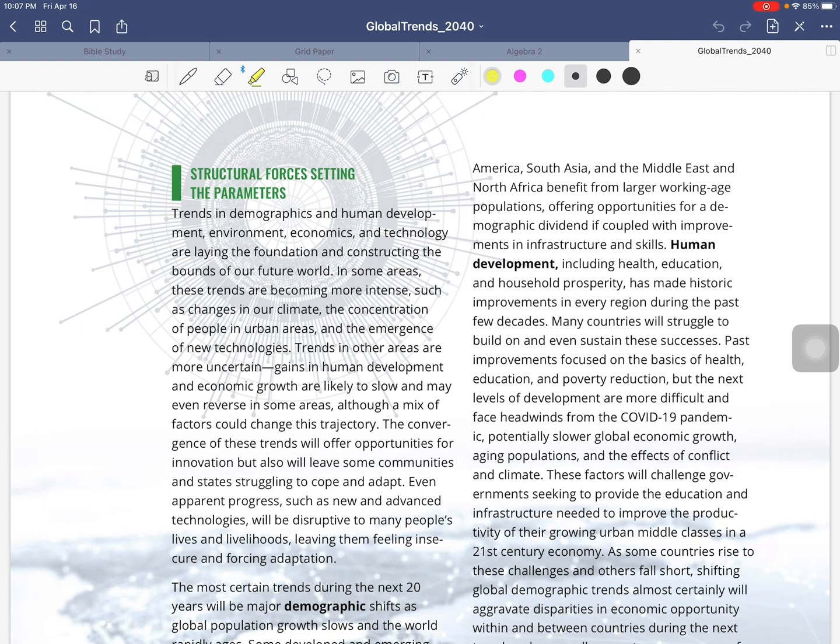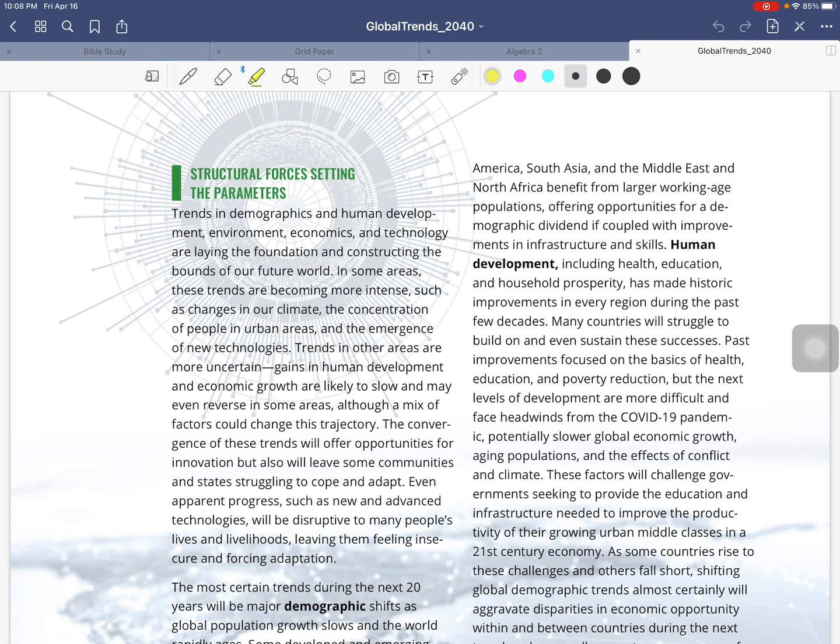Trends in demographic and human development, environment, economics, and technology are laying the foundation and constructing the bounds of our future world. In some areas, these trends are becoming more intense, such as changing our climate, the concentration of people in urban areas, and the emergence of new technologies. Trends in other areas are more uncertain. Gains in human development and economic growth are likely to slow and may even reverse in some areas, although a mix of factors could change this trajectory.